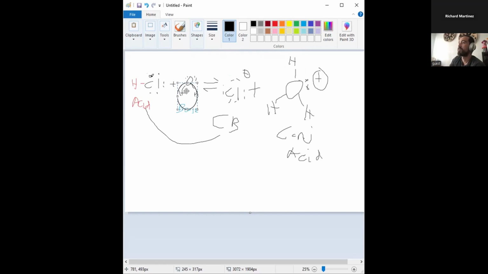Now, if we have water, H2O, now there's 3. Now it's going from a base to an acid. So the conjugate, one more time, the conjugate base is what remains from the original acid.